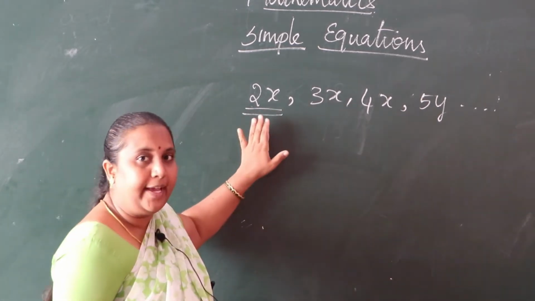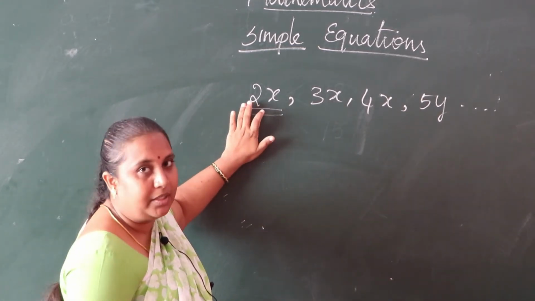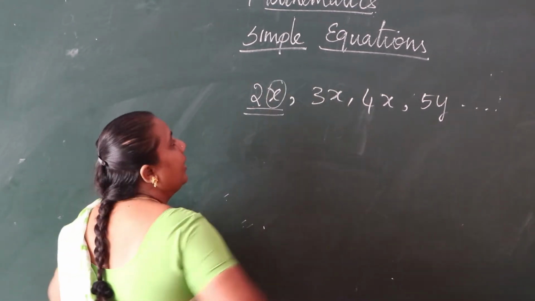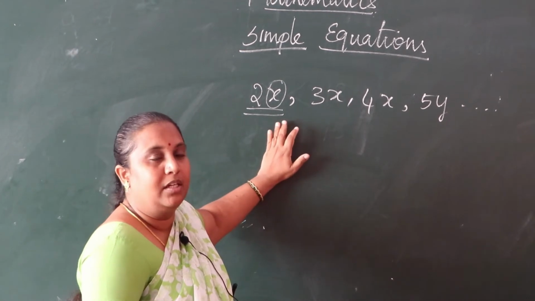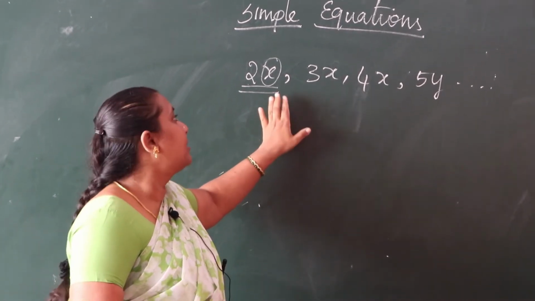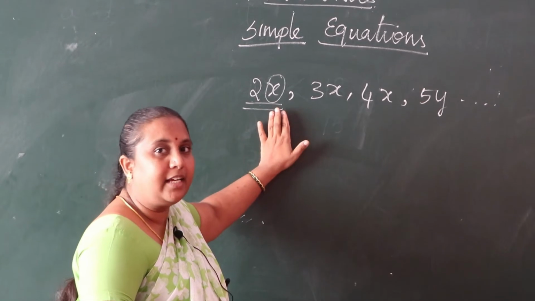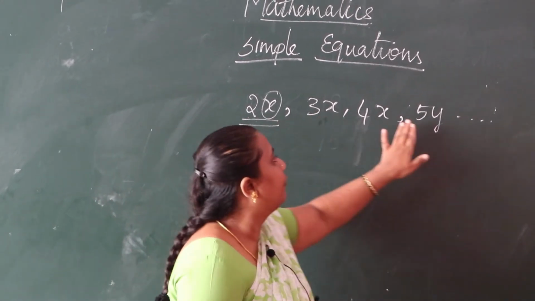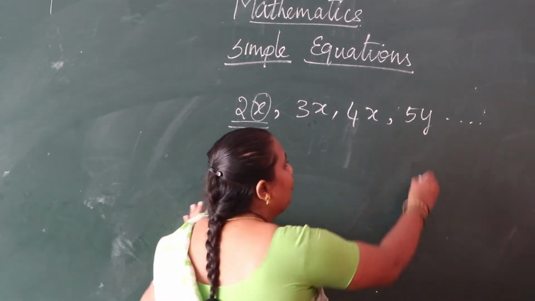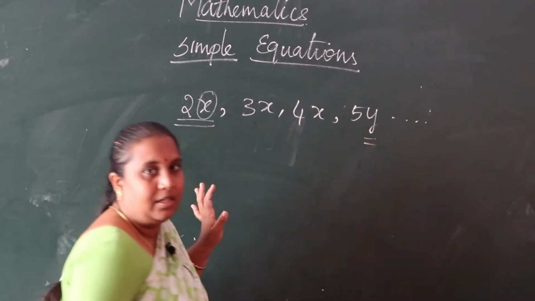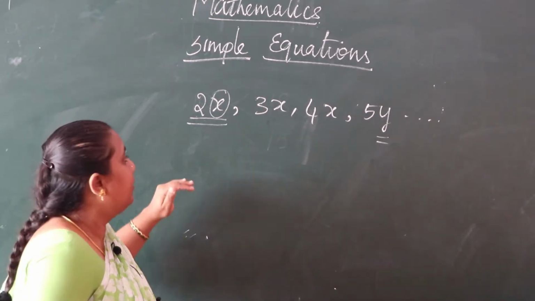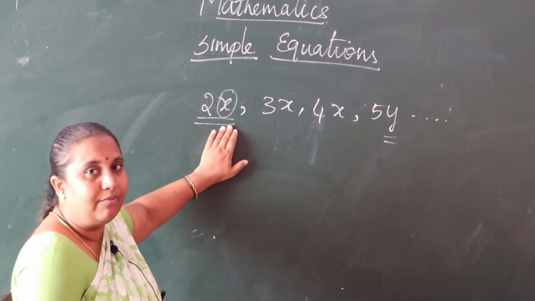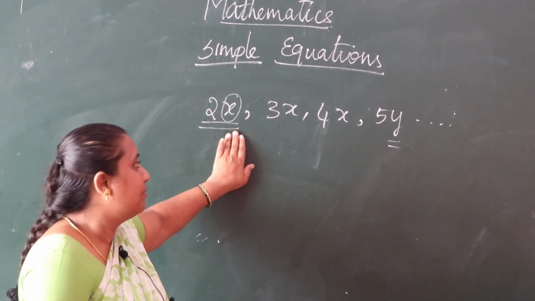In this 2x, 2 is a number. And what about x? x is a variable. An unknown number we can take as a variable. So 2x and 3x, 5y, like this. Here y is a variable. So unknown numbers we can take as variables, to find out their values.